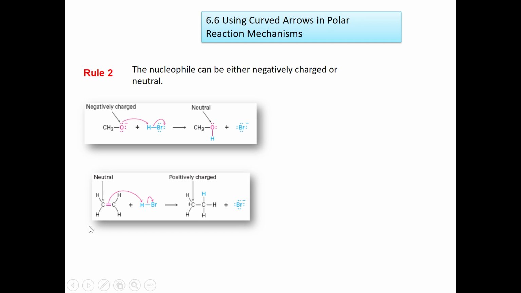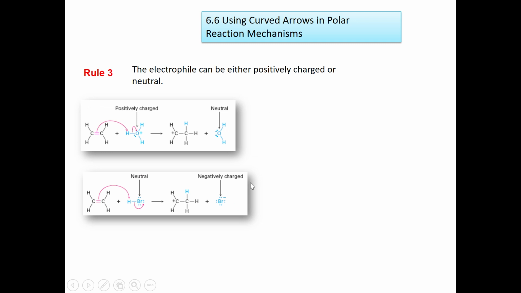Another example of a neutral nucleophile is the double bond. The double bond attacks the hydrogen bromide, and is neutral. What we generate is a carbocation intermediate. And also the electrophile can be either positively charged or neutral.